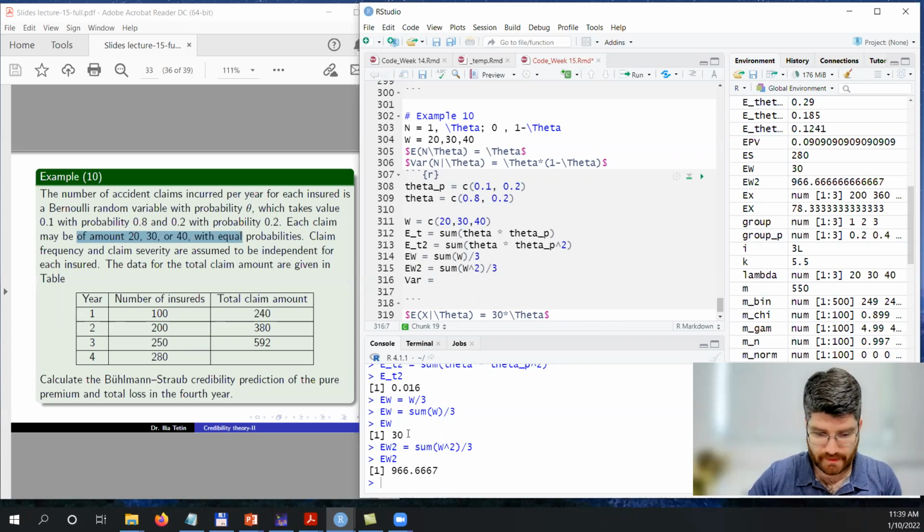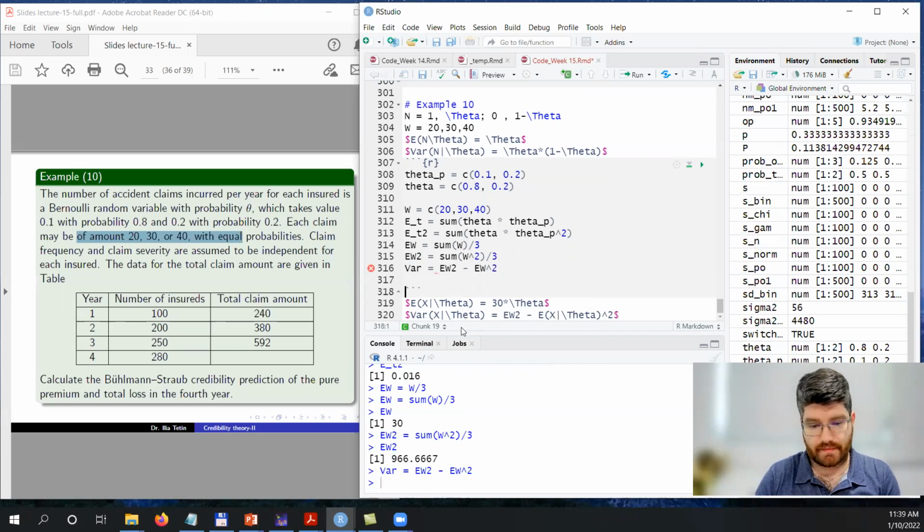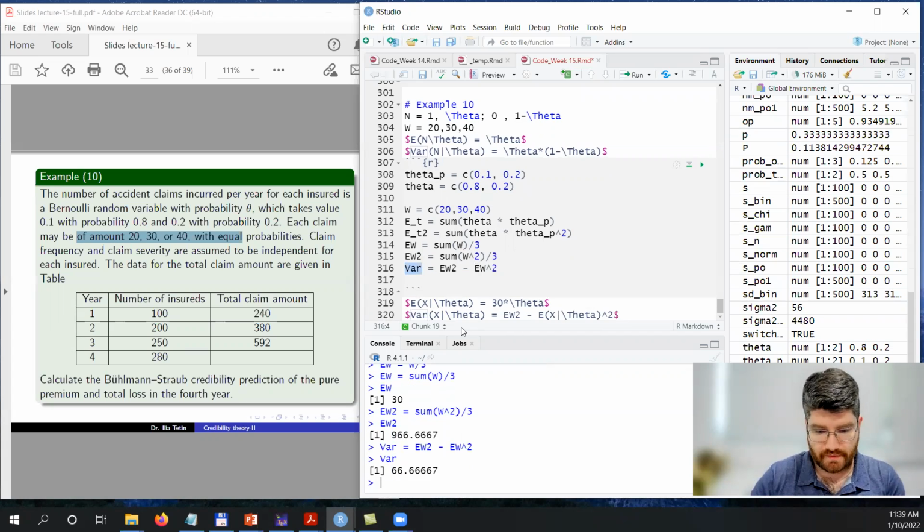Variance will be W2 minus EW squared. Variance will be, we cannot calculate because we don't know theta so far. So this will be the theta and theta. And actually this one is also squared.